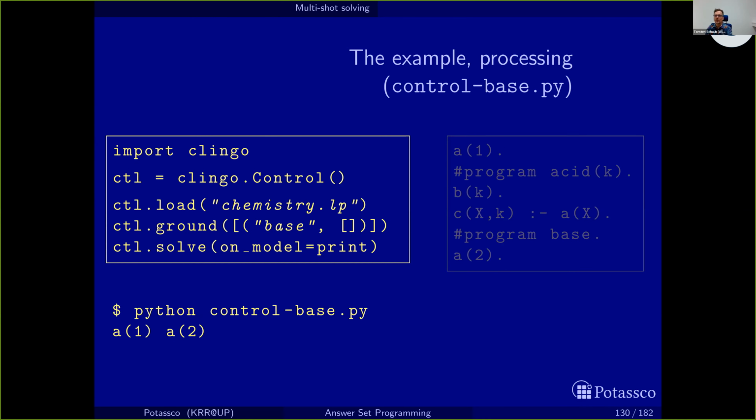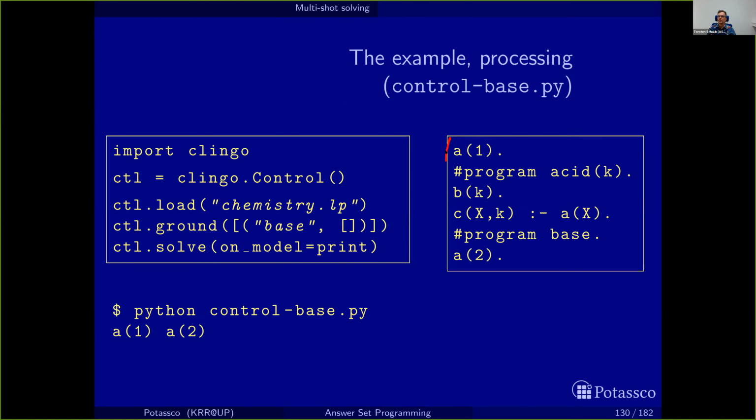Okay, because after all, I have it here again. But this is not preceded by a program declaration, so it is put in the base program. Here there is the explicit program declaration base, so it is there.